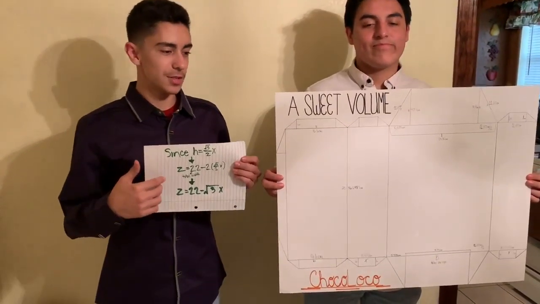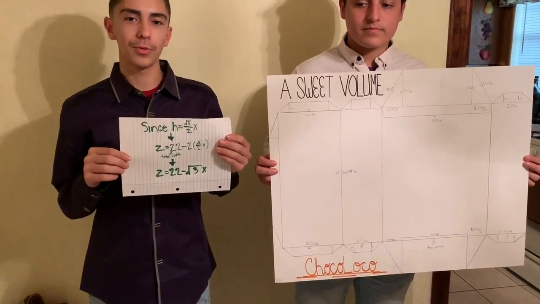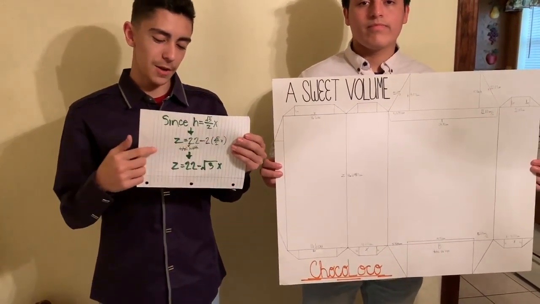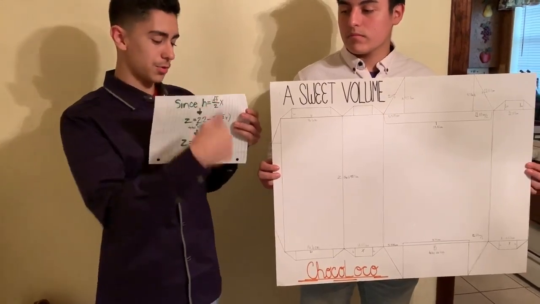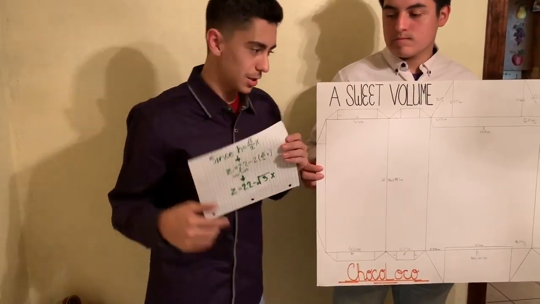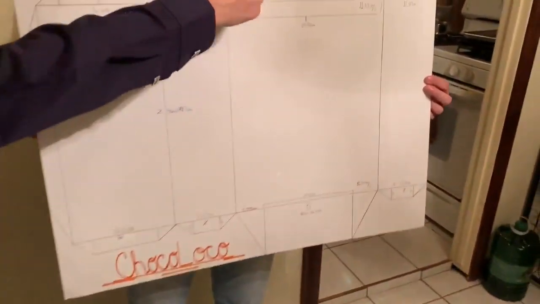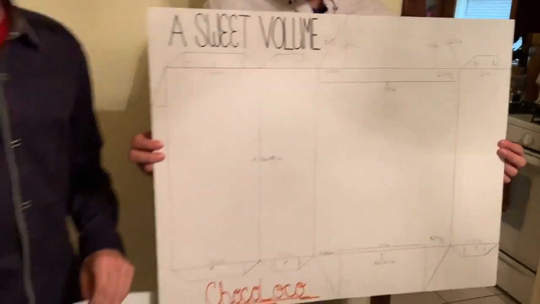In order to find z, we have to determine that since h equaled the square root of 3 divided by 2 times x, that z would equal 22, which is the total width of the poster, minus 2 times the formula for h, because h would happen twice since there are two trapezoids on each side of the paper.